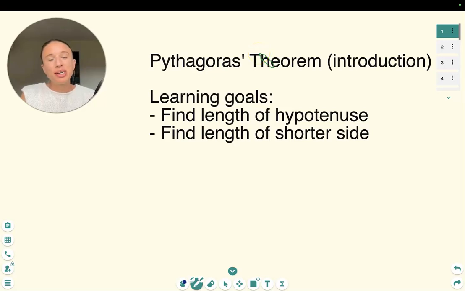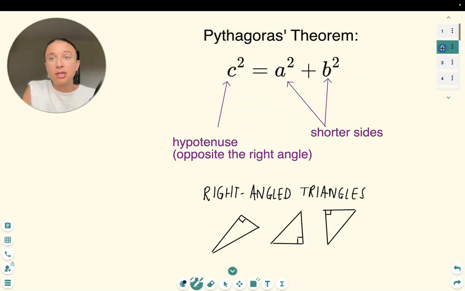Hello, in this video we're going to look at an introduction to Pythagoras' theorem. So our main goals are to be able to find the length of the hypotenuse and to find the length of the shorter side using Pythagoras. Okay, so this is Pythagoras' theorem.